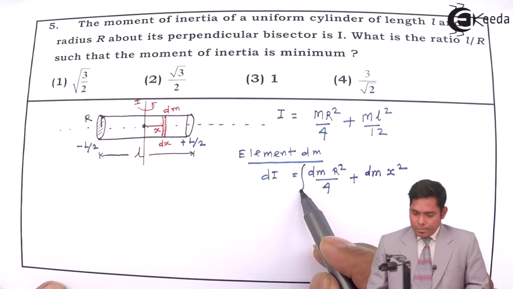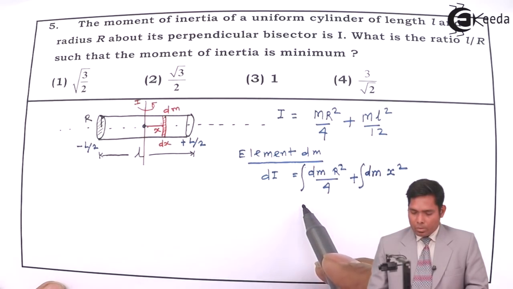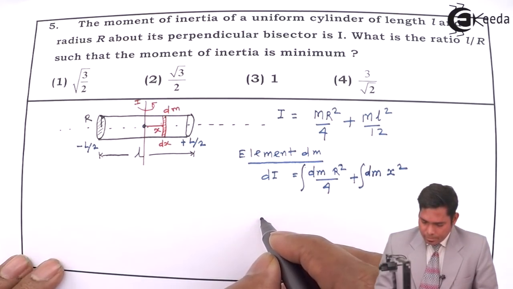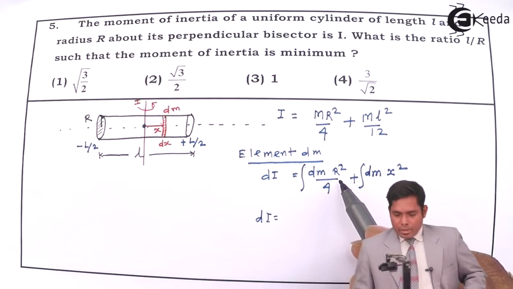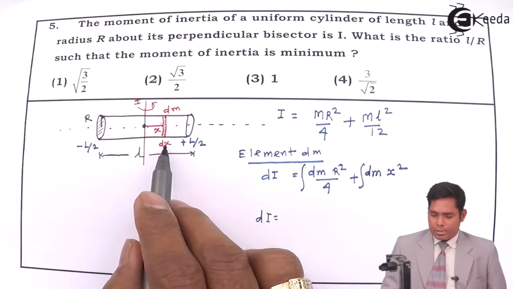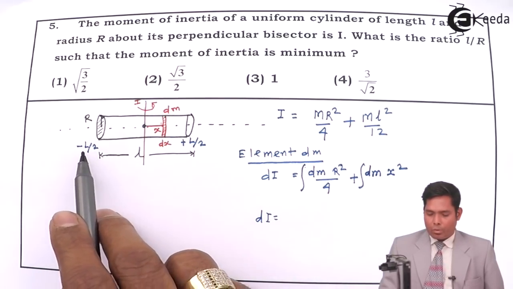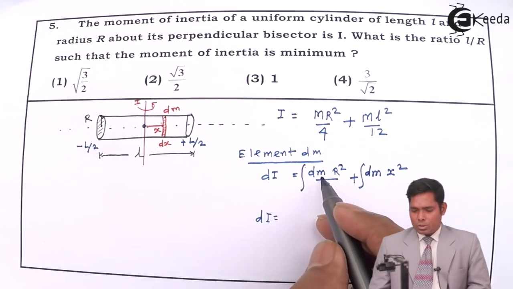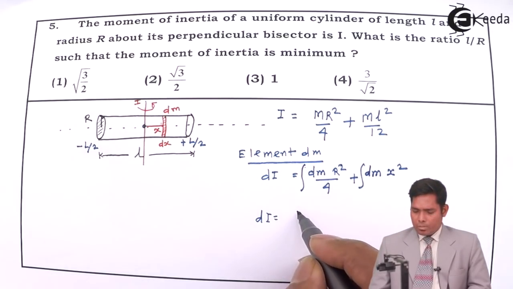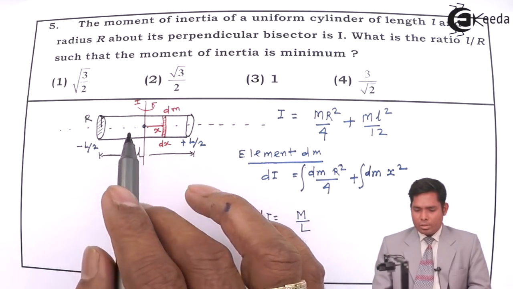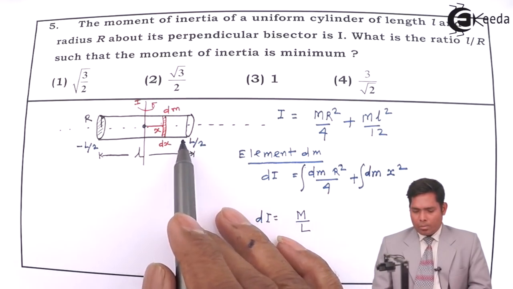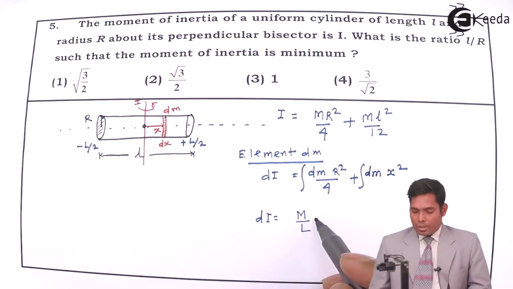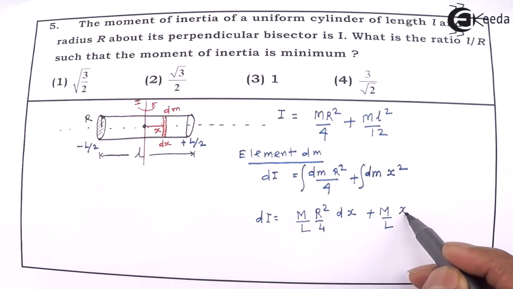Now if I integrate this from minus L by 2 to plus L by 2, I will write dI. I write mass in terms of dx, in terms of length, because I am varying the length, moving from minus L by 2 to plus L by 2, so my variable is dx. So in terms of that variable, I will write this dm as mass per unit length into dx. What is M? M is the total mass, which is not given, but that's okay. Total mass M divided by total length L, and dx. R square is over here, so I'll write R square by 4 and dx. Similarly for this, it is M by L x square dx.